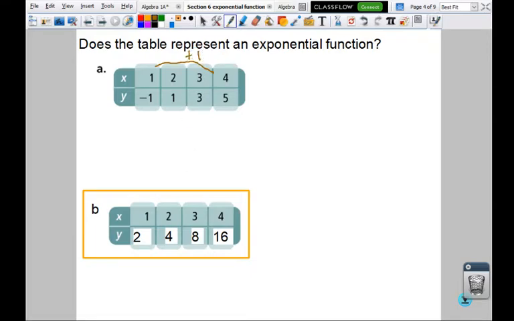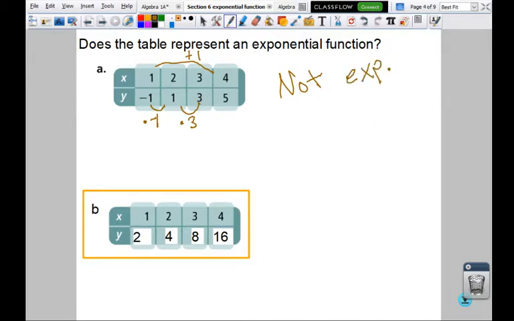Let's look at my y's, though. If I'm going from negative 1 to 1, what am I multiplying by? Or dividing? Regular 2 is adding. Multiplying, though, I'm multiplying by negative 1 to go from here to here, right? How about from 1 to 3, what am I multiplying by? Times 3. Are these the same numbers? No. So I don't need to do anything else. All I need to say is no, not exponential.